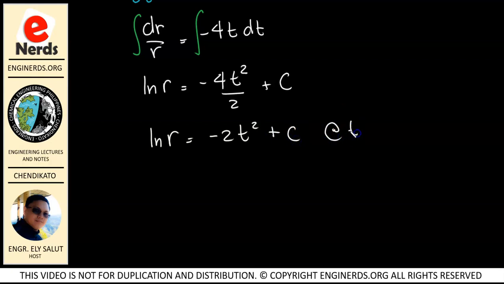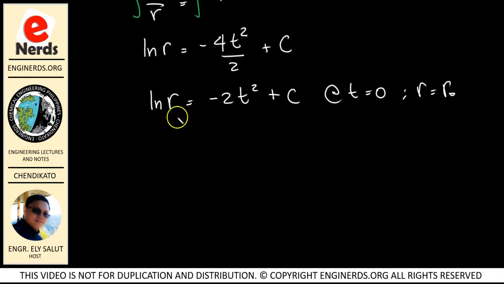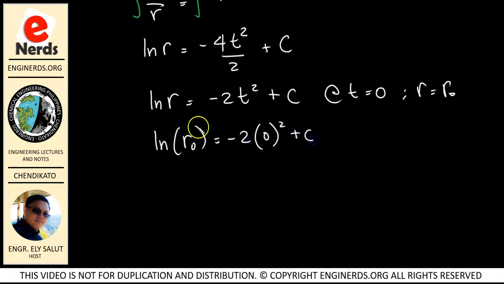At t is equal to 0, our r is equal to r0. Ayan yung given sa atin dito. So substitute lang natin. So ln r, where our r is equal to r0, is equal to negative 2 times t, which is 0, squared plus c. So the value of our c is actually ln of r0.